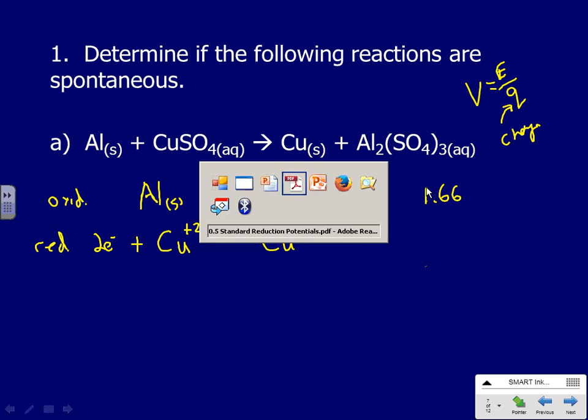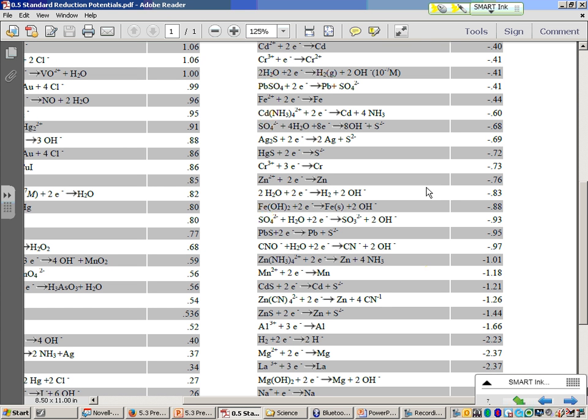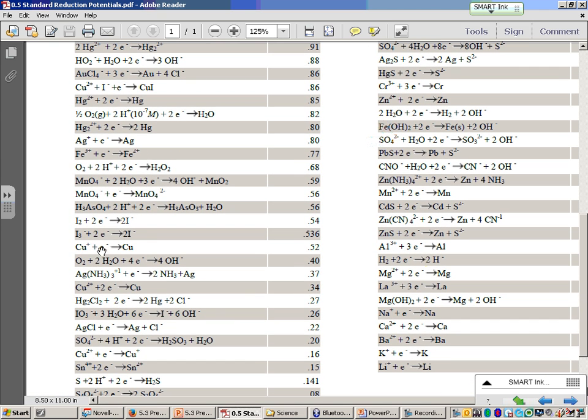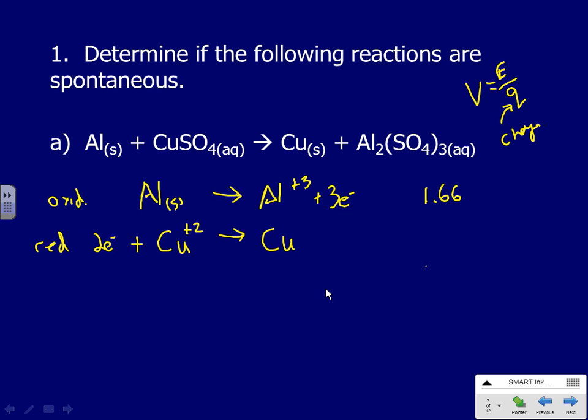Let's find the copper. Well, we've already done the copper, right? So I am moving to this side of the page, I think. Oh, that's copper 1. Oh, there's copper 2. 0.34. We had that number, right? It's a non-flip, so it's staying the way it is. So 0.34. And even before we get calculating here, we can tell whether it's spontaneous, can't we? They're both positive. This is going to add up to be positive.